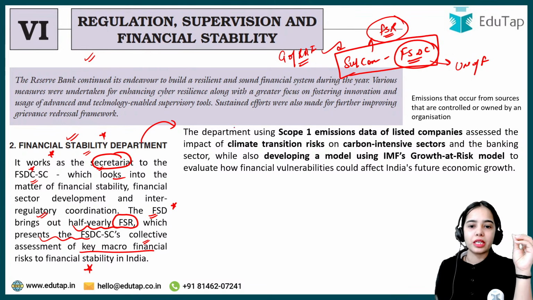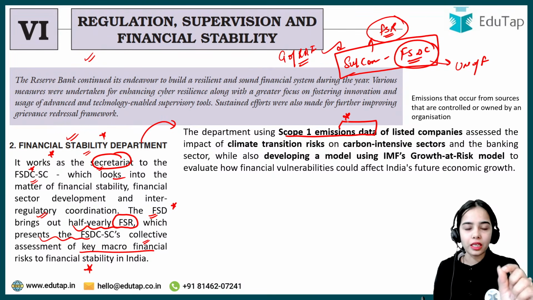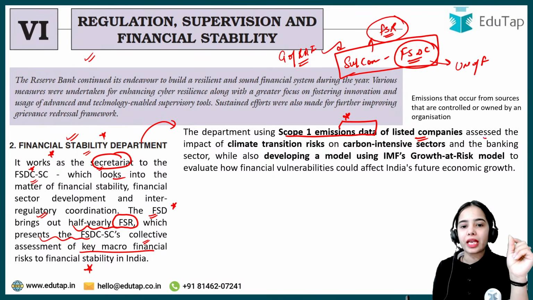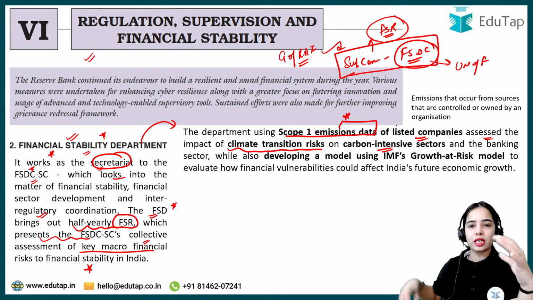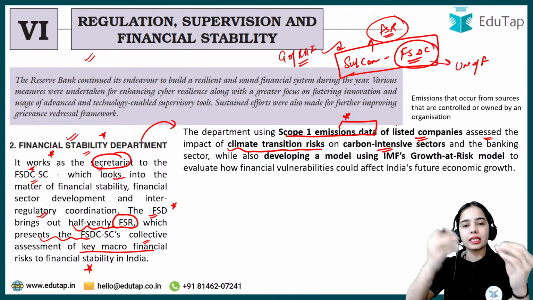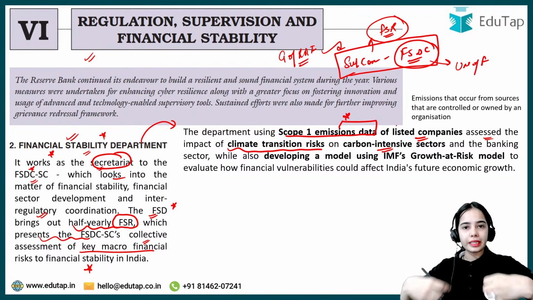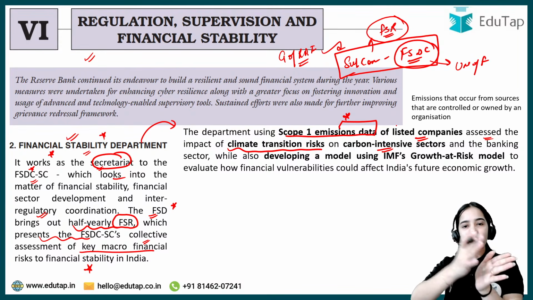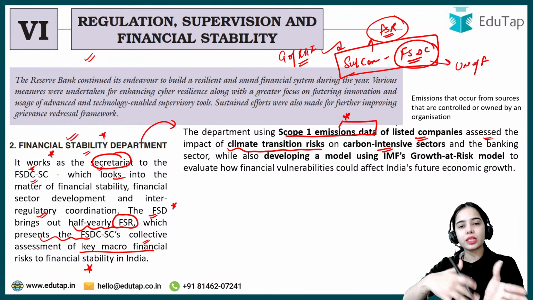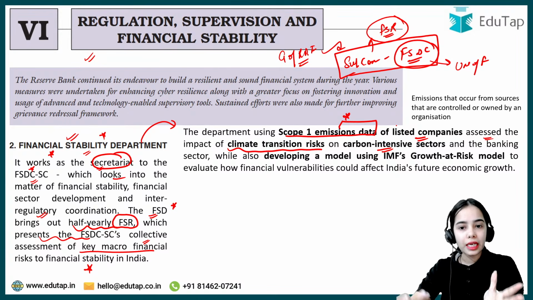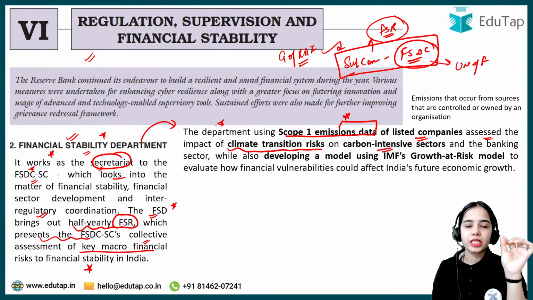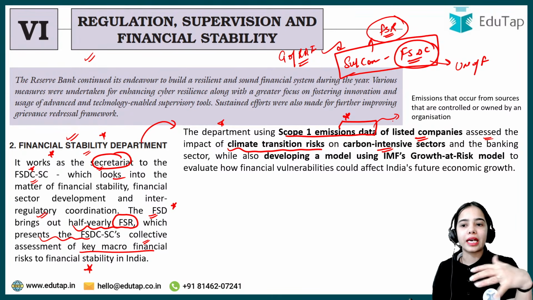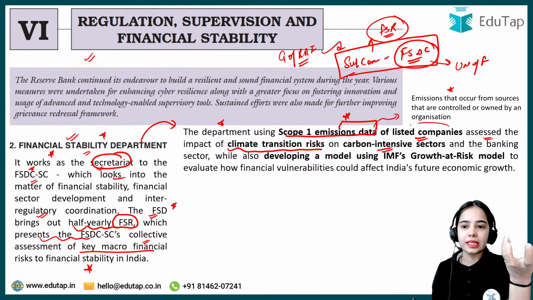Now, this department is using Scope 1 emission data. So the Financial Stability Department, using the emission data of the listed companies, assessed the impact of climate transition risk on carbon intensive sectors. There are certain carbon intensive companies, certain carbon intensive sectors, that are releasing a lot of carbon emissions. So if they have to transition towards cleaner fuel, towards cleaner energy, there is a climate transition risk. Scope 1 emission data means the emissions that are occurring from the sources of these listed companies.